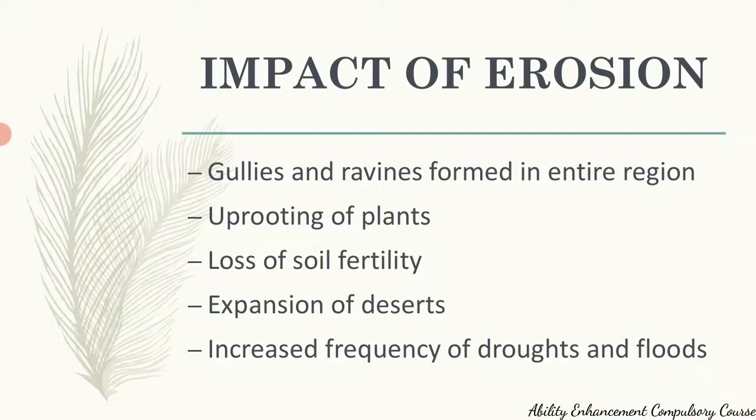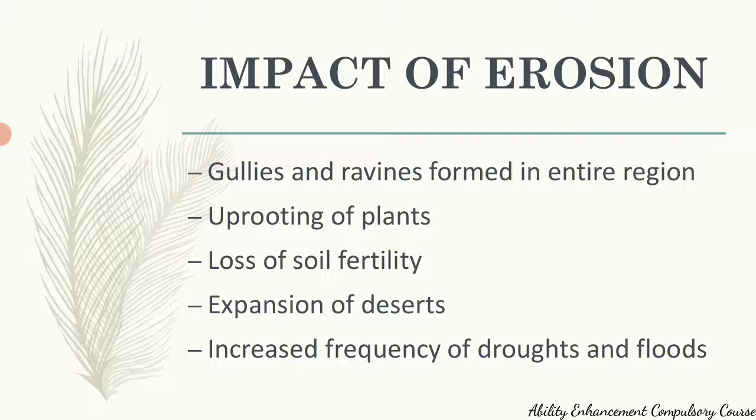So these are the impacts of soil erosion. Now, what happens when the soil gets eroded in a particular area? The first problem is that the area's topography, the land topography, completely changes. There are a lot of gullies and ravines that are formed in the entire region. It becomes inhospitable for agriculture or even for living. The second problem is uprooting of newly planted crops, because the soil is no more compact. It is not able to hold the roots anymore. It has lost its structure.